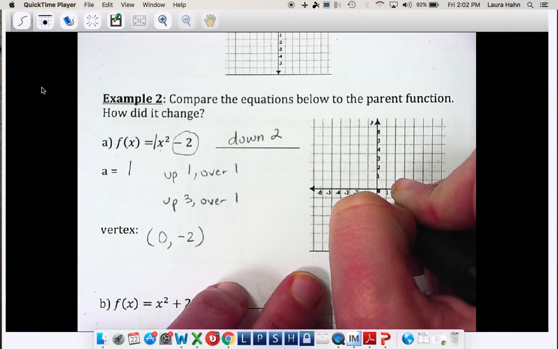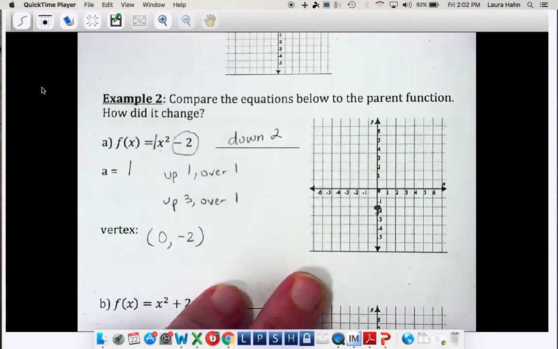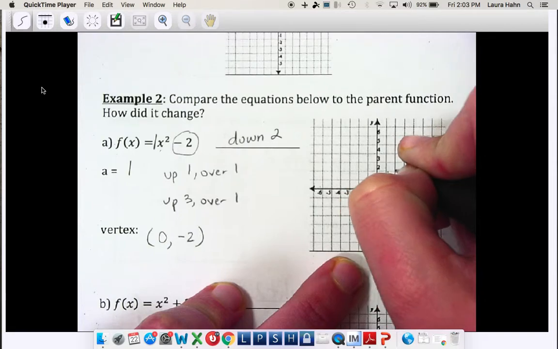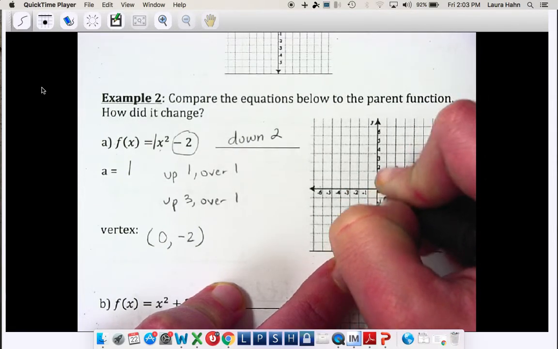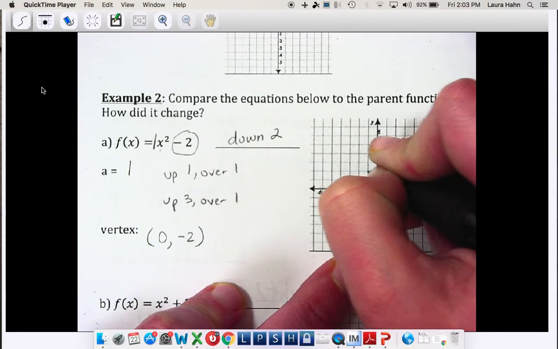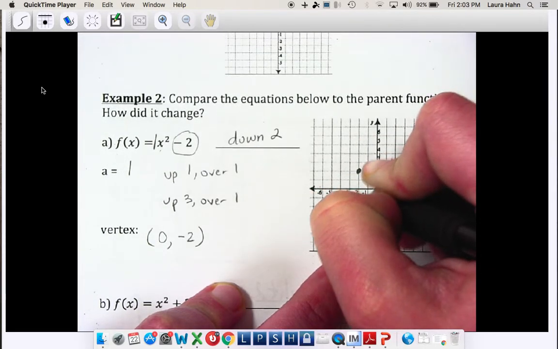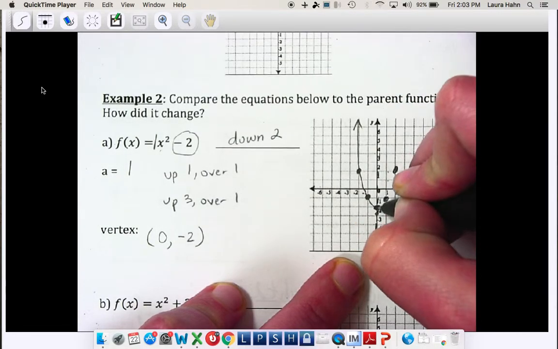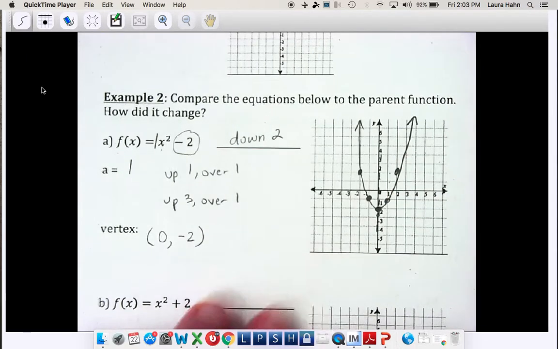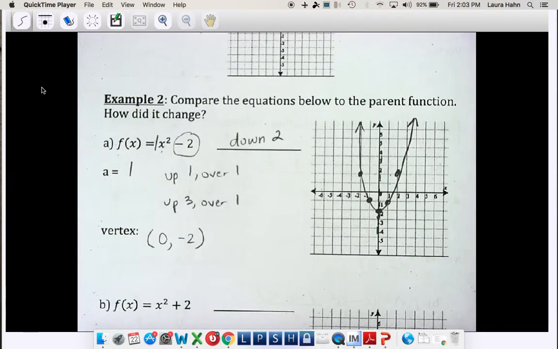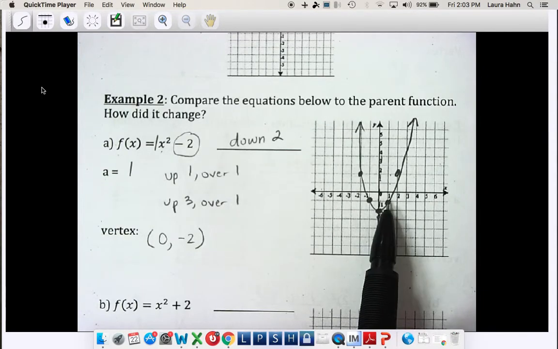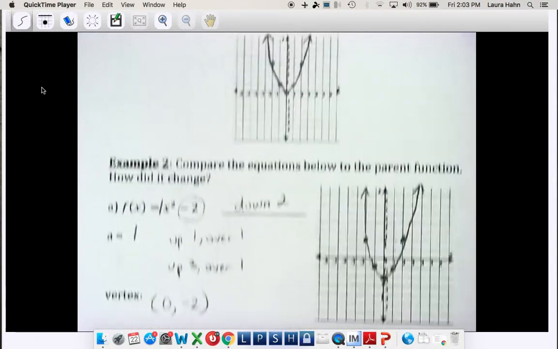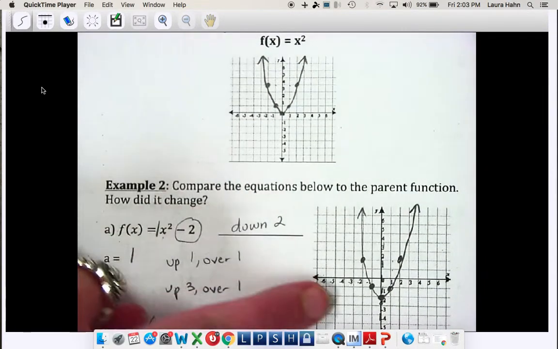So I go put my vertex. Oops, 1, 2, that's here. Almost put it too low. And I need to go up 1 over 1, and then from there, up 3 over 1. Mirror it across the axis of symmetry to get your new vertex, to get your full parabola. So we started at 0, -2, I went up 1 over 1, up 3 over 1, and then I mirrored them across. We said it was going to move down 2, so if you compare, notice from here to here, it just pulled it down 2.